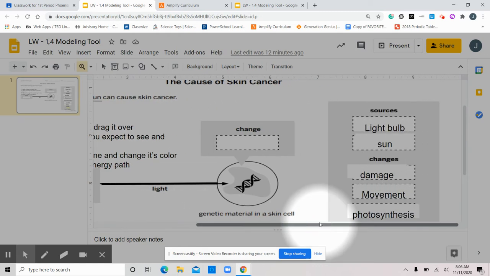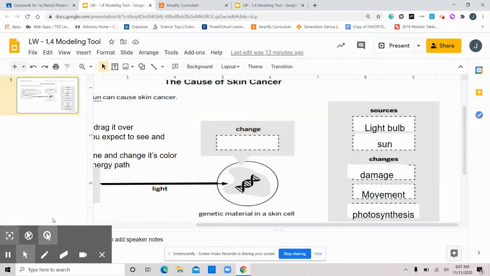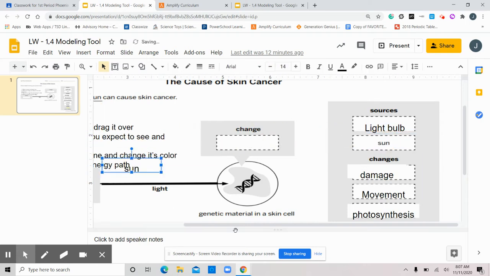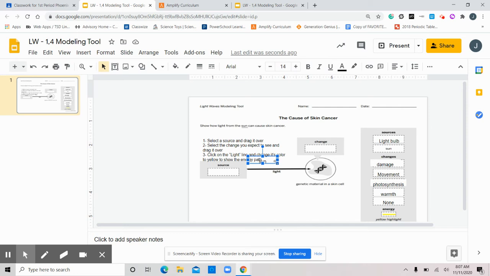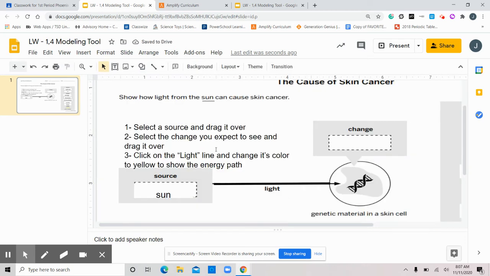So out of these two sources, which one do you think you should drag over? Yeah, it's probably not light bulbs. So what we'll want to do is take our sun and just move it on over. I'm going to have to make this just a little smaller just so I can more easily move some things. So there's the sun. Okay. Now we selected a source and we dragged that over. Pretty confident that since we're trying to show how light from the sun can cause skin cancer, we want to put sun there. Select the change you expect to see.